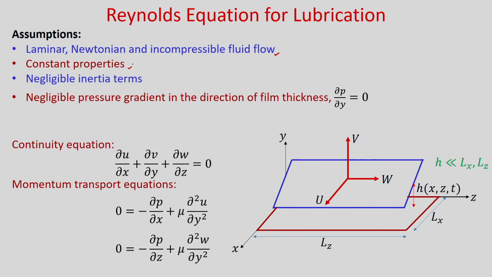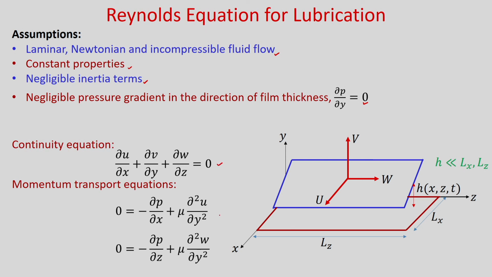Now we will derive with the following assumptions: laminar, Newtonian and incompressible fluid flow with constant properties. We are neglecting the inertia terms, as we have already derived those equations, and obviously negligible pressure gradient in the direction of film thickness, so del p by del y is equal to 0. So, we derived these equations.